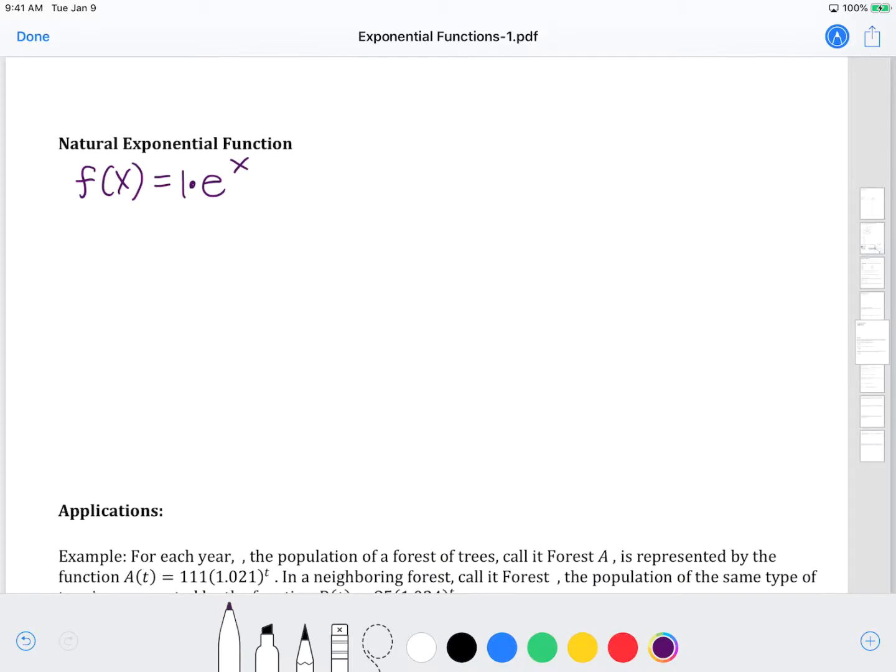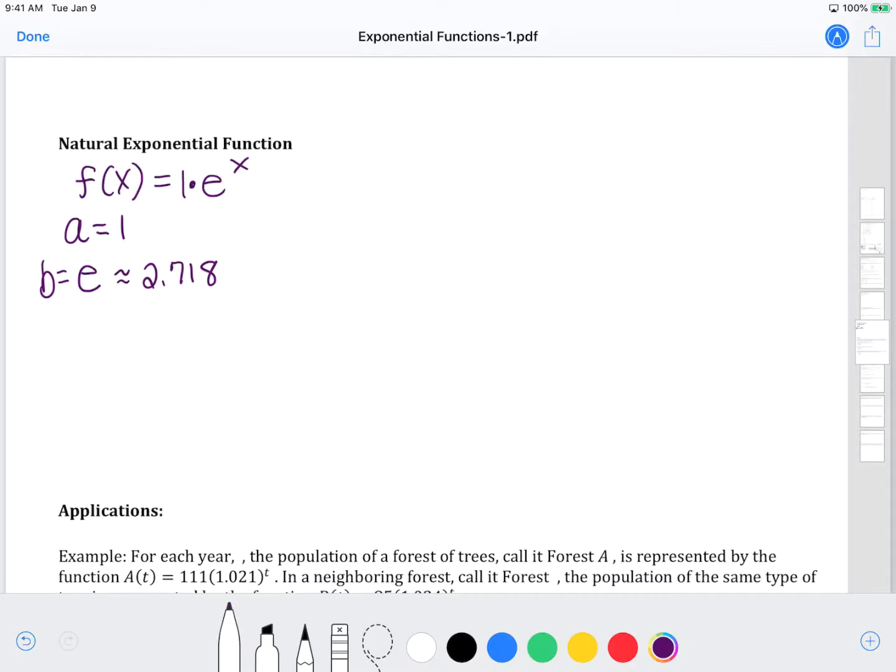Now, e is like pi. It's an irrational number, just like pi is 3.1415, and it continues to go on forever without any specific pattern. E is also an irrational number, and just like we estimate pi at 3.14, we estimate e at 2.718. So my leading coefficient for the natural exponential function is 1, and my growth factor, my b, for the natural exponential function is e, which is 2.718.